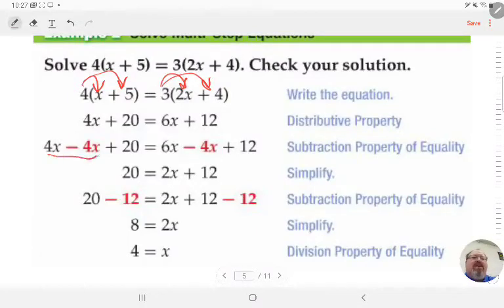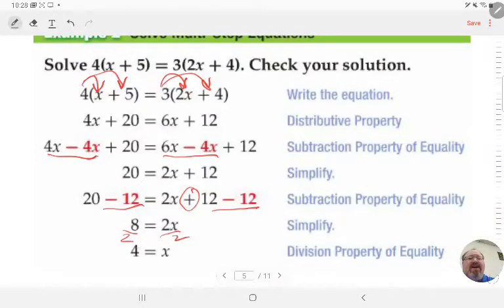Now we want to put our variable on one side of the equal sign. Well, we could easily subtract 4x from both sides. 4x minus 4x is 0, so it just leaves me with 20. And 6x minus 4x is 2x. Bring down the rest of the problem, and I have 2x plus 12. Since this is addition, I would subtract 12 from both sides, and that would give me 8 equals 2x. I then divide both sides by 2, and x equals 4.